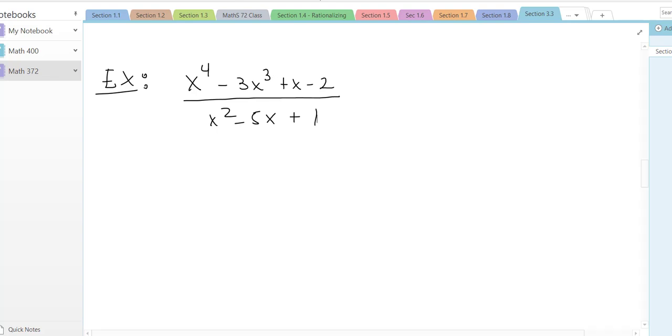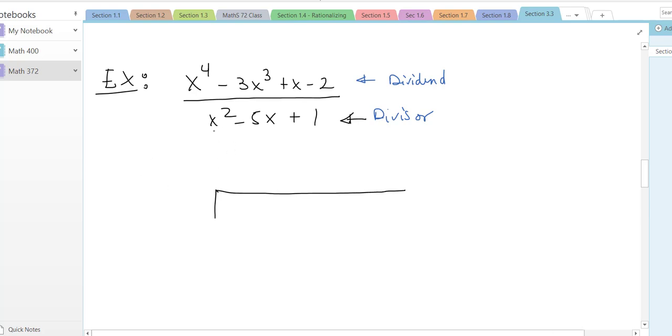So again, going over our notation, this is the divisor, and the numerator is what we call the dividend. When we set up our long division, we create the division box, and the divisor goes on the outside, so x squared minus 5x plus 1, and the dividend goes on the inside in descending order. So I'm going to have x to the fourth minus 3x cubed plus x.